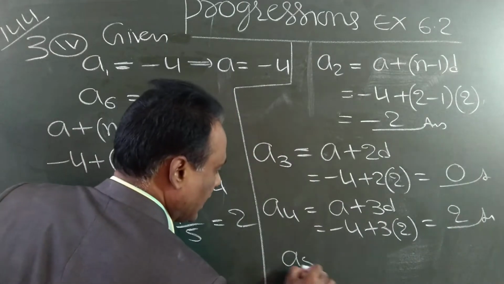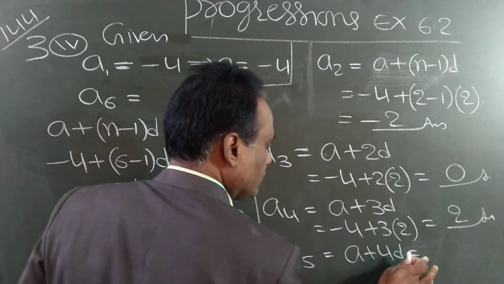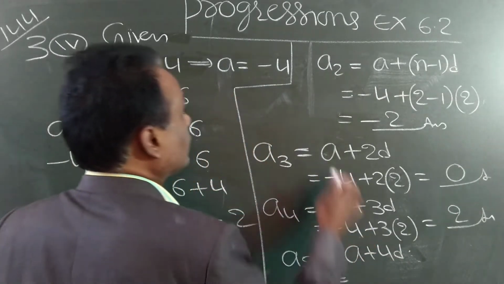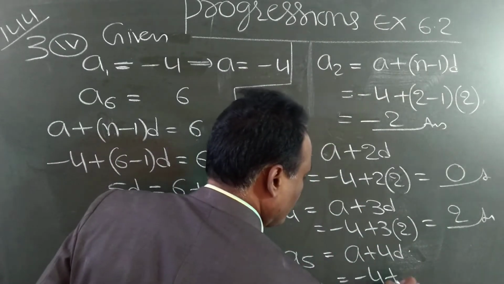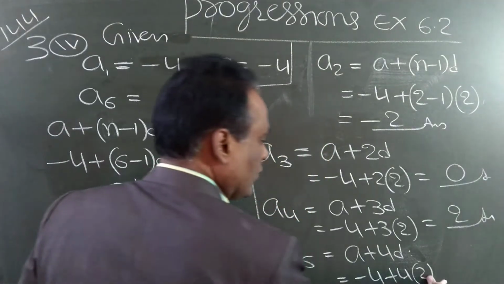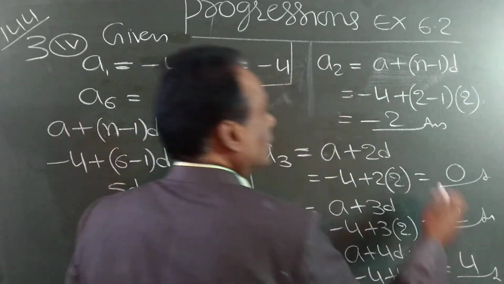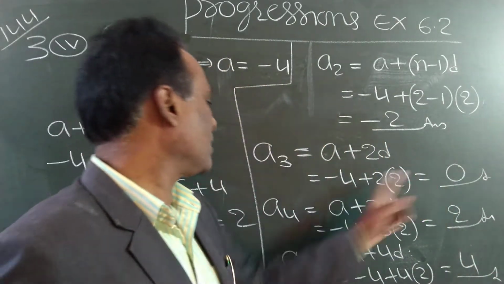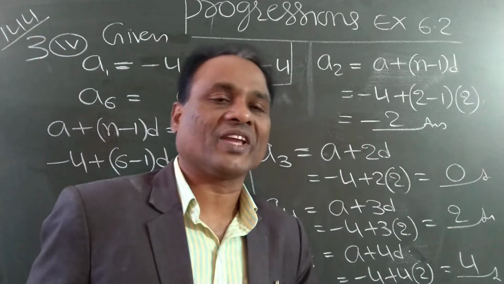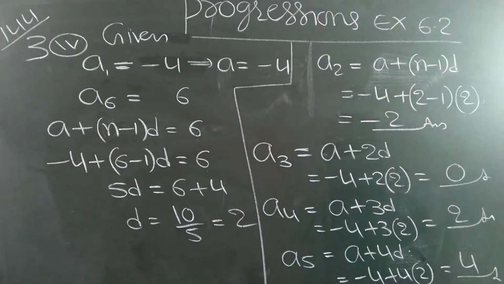And finally A5 is A plus 4D. A is minus 4 plus 4 into D, which is 2. 4 twos are 8, 8 minus 4 is 4. So, second term, third term, fourth term, fifth term, we got all of them. If you have any doubt, you ask me. Students, any doubt?